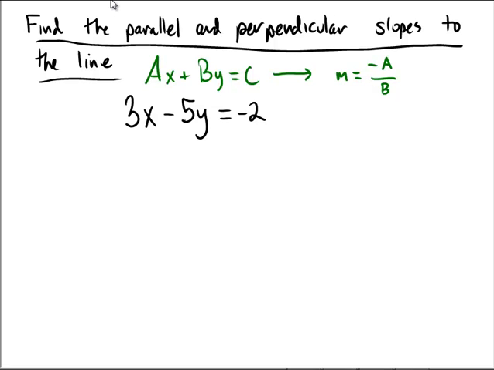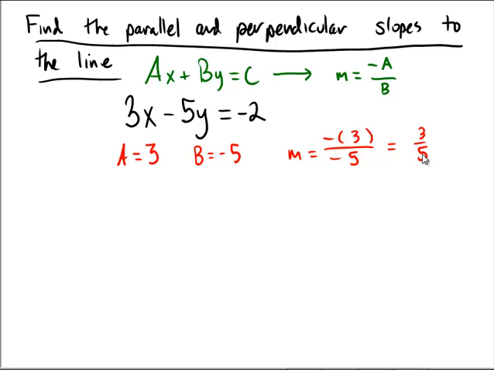So if we come down to the example provided, 3x minus 5y equals negative 2, we can identify that a equals 3 and b equals negative 5, and therefore the slope of the line in this problem is negative a, negative 3, over the number b, which is negative 5, and negative 3 over negative 5 is 3/5.